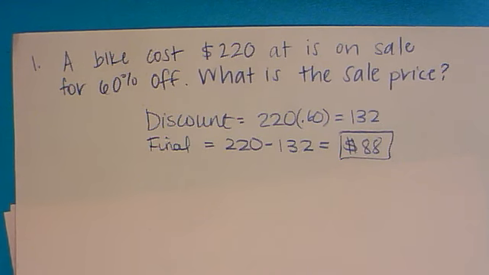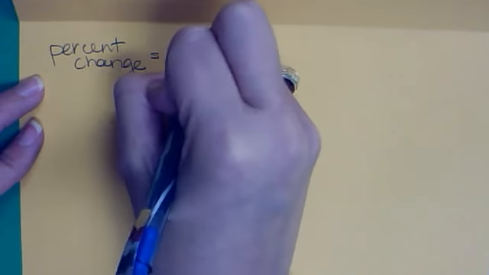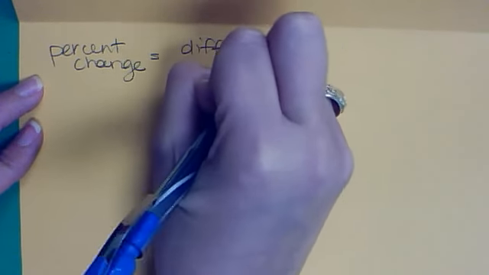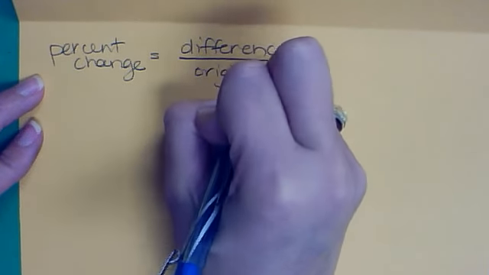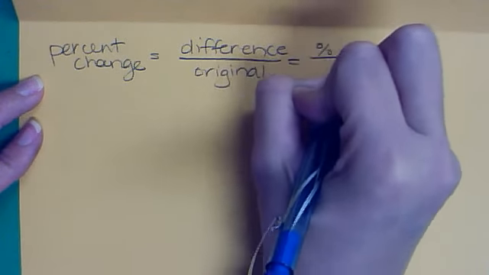The last tab we want to talk about is the percent change. Okay, the percent change, or the percent increase or decrease. And we have a formula for that. The percent change is found by doing the difference. Remember, difference just means subtract. Over original equals percent over 100.